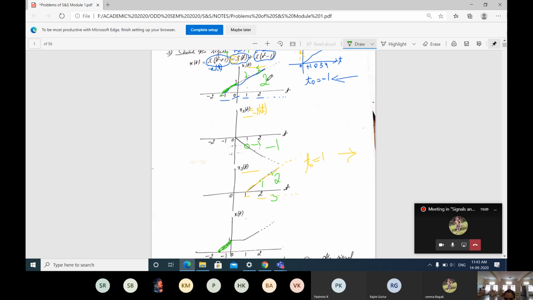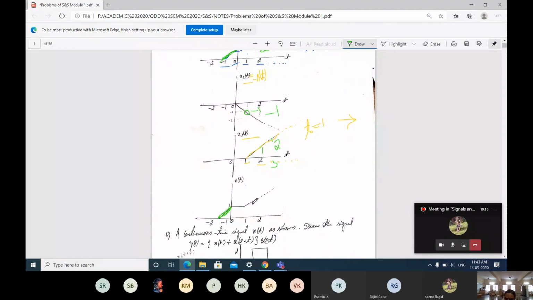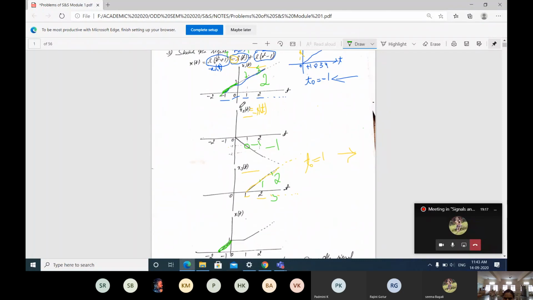What will I be getting? 2 plus minus 1 means I will be getting 1. For that reason, here it will be 2, here it will be minus 1. What is the value we got? It is 1, right? For that reason, from 0 to 1 it is a constant value taken as 1. This and this part.